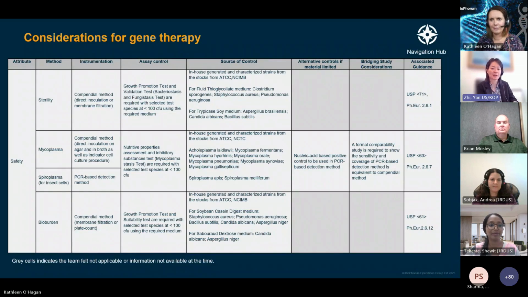Okay, so I'll talk a little bit about the gene therapy slide deck. This deck, as already mentioned, is intended to share a typical QC testing panel together with the recommended controls and standards for in vivo gene therapy products, based on industry experience and our current understanding of regulatory guidance.